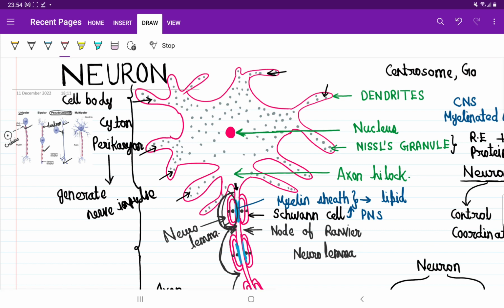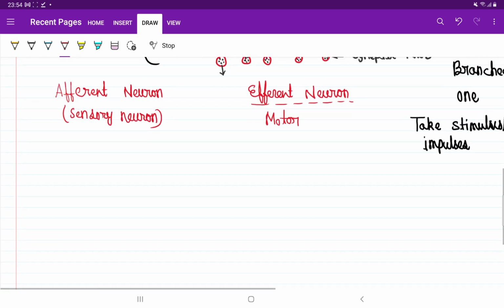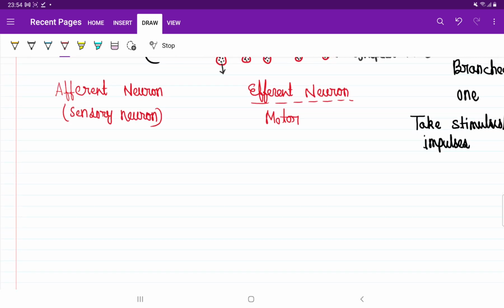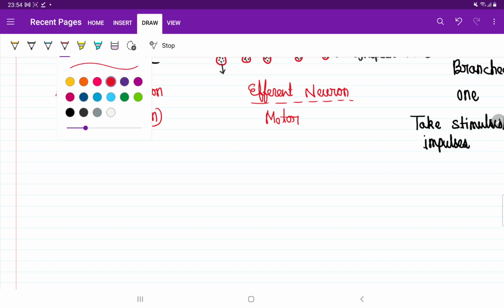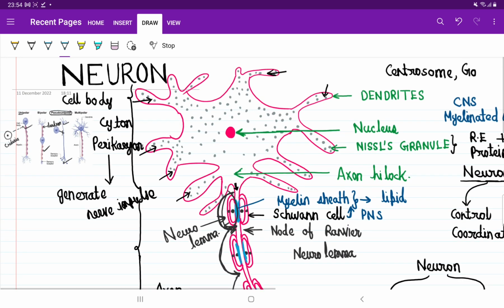Then we can divide neurons on the basis of the myelin sheath: myelinated neurons and unmyelinated neurons. A myelinated neuron is a neuron which has a myelin sheath. An unmyelinated neuron is a neuron which does not have a myelin sheath. It is observed that in myelinated neurons, transmission of the nerve impulse is fast as compared to unmyelinated neurons.